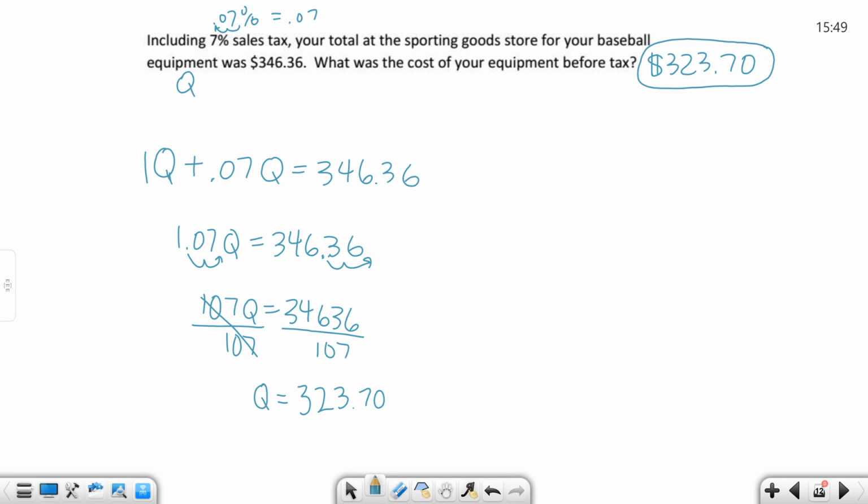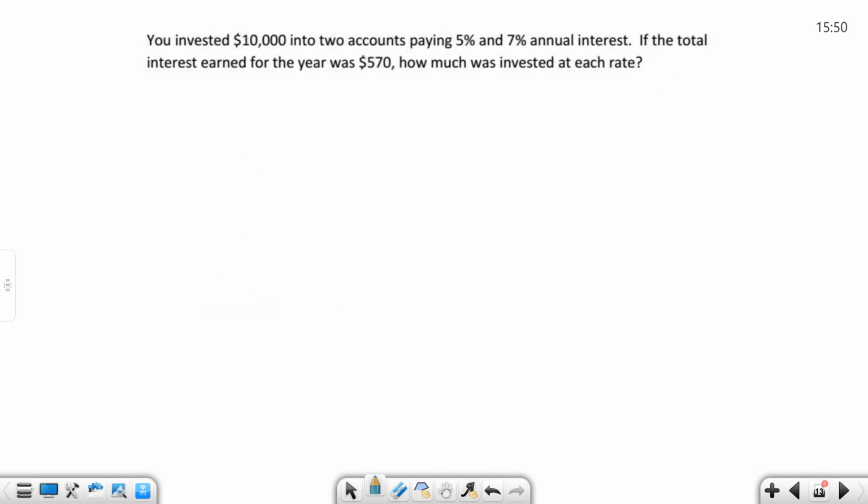$323.70 is the price before the taxes. Now, if you wanted to figure out how much the taxes were, you could subtract the 2 or do the 0.07 times that number and get it. All right. So, but there it is, right? $20-something in tax, right? So let's look at the next one here.